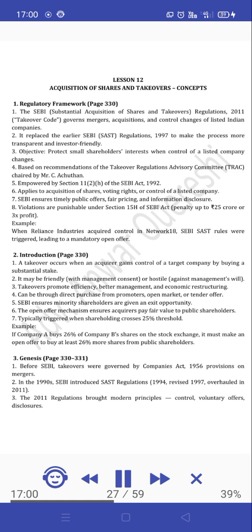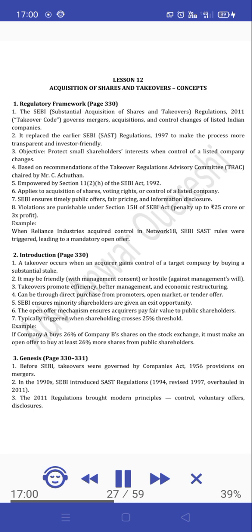5. Empowered by Section 11(2)(h) of the SEBI Act, 1992. 6. Applies to acquisition of shares, voting rights, or control of a listed company. 7. SEBI ensures timely public offers, fair pricing, and information disclosure. 8. Violations are punishable under Section 15H of SEBI Act, penalty up to 25 crore rupees or 3x profit. Example. When Reliance Industries acquired control in Network 18, SEBI SAST rules were triggered, leading to a mandatory open offer.